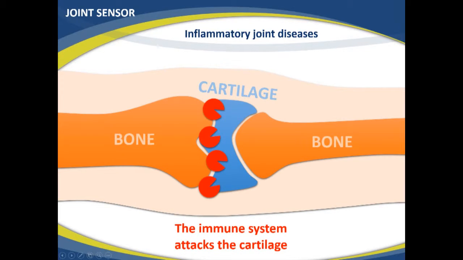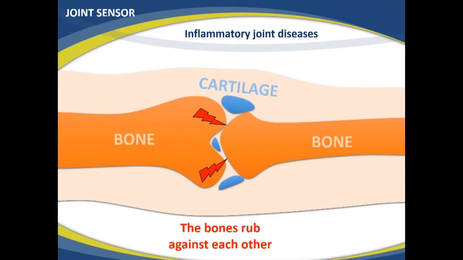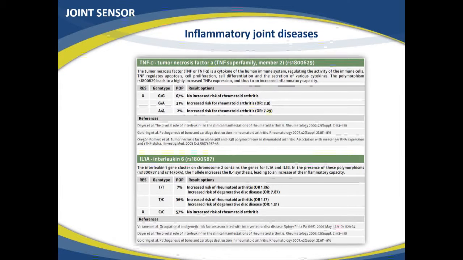And what happens in inflammatory joint diseases is that it's usually the immune system that attacks the cartilage. So for some reason the immune system thinks the cartilage is a bacterial infection and starts fighting it. And this cartilage is then broken down progressively until in very severe cases the bone can actually rub against each other. This causes deformation of joints, obviously pain, and loss of function of these joints. And this is what rheumatoid arthritis is about.